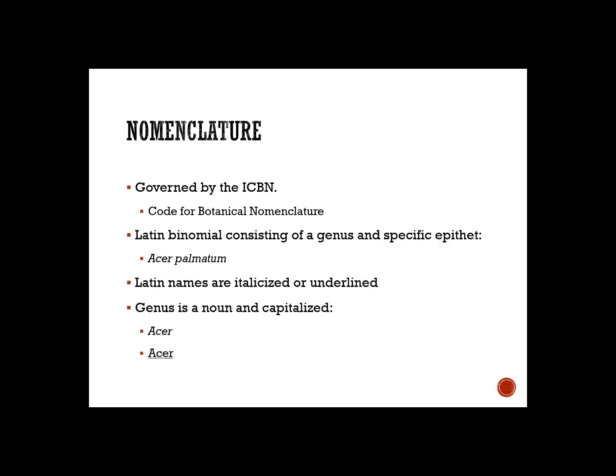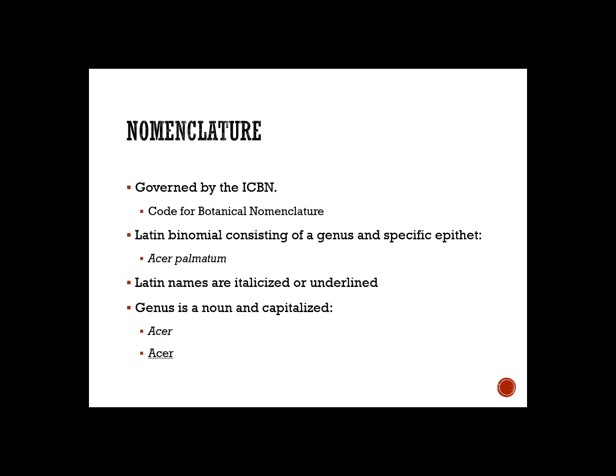Nomenclature is governed by the International Code for Botanical Nomenclature. A Latin binomial, that's two names, consists of a genus and a specific epithet. In this case, Acer palmatum, which is Japanese maple. Acer is the genus, palmatum is the specific epithet, and together they are called species.